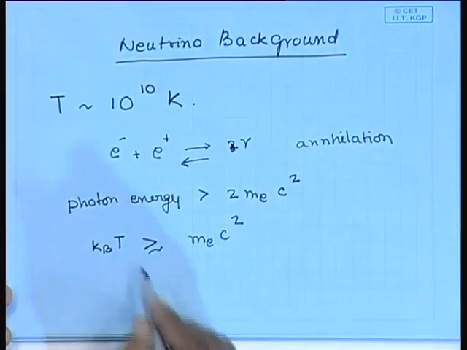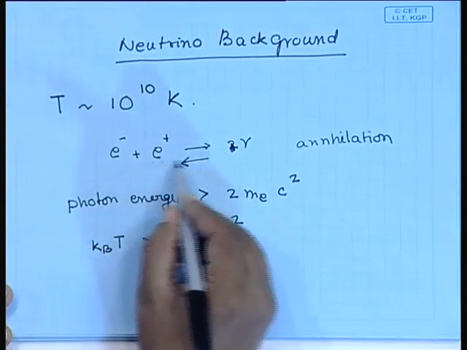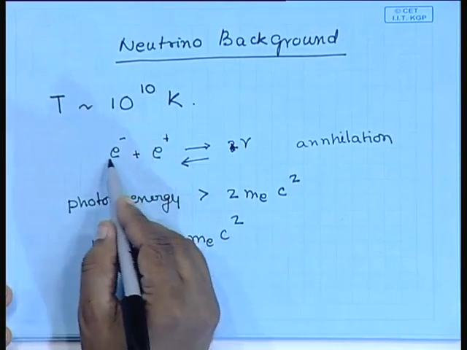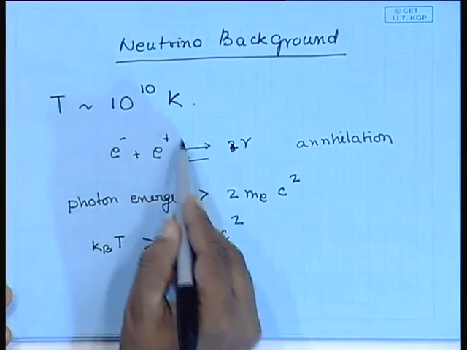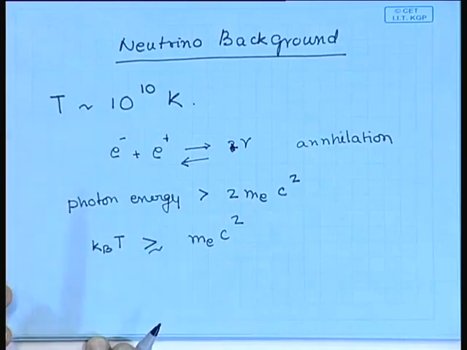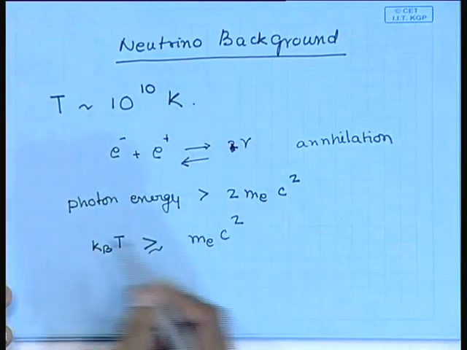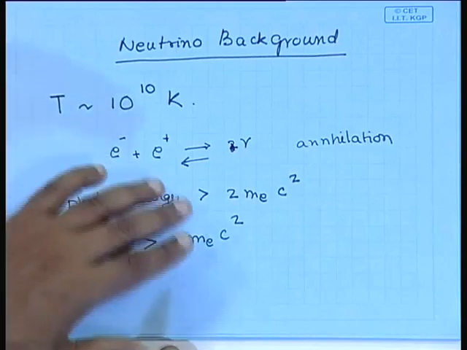When the temperature is more than the rest mass, you will have copious numbers of electrons and positrons in thermal equilibrium. And these will be described by a Fermi-Dirac distribution. That will always be so, but at temperatures below m c square, the occupation number is going to be negligibly small.